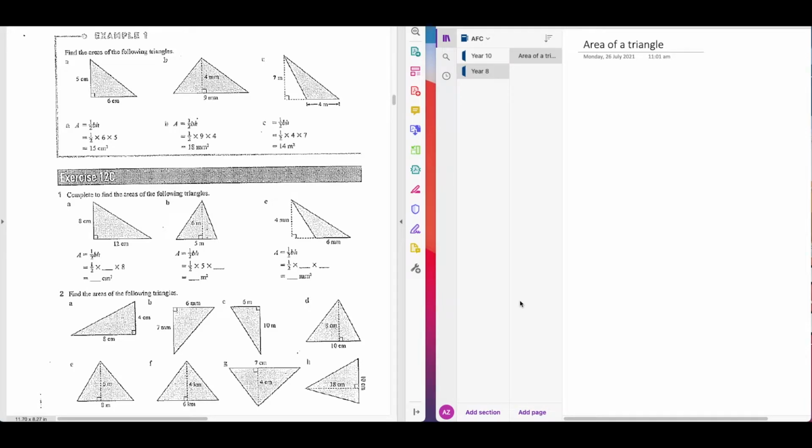Hello everyone. So in today's lesson, we're going to go over the area of triangles. This should be relatively easy and hopefully it will make lots of sense.